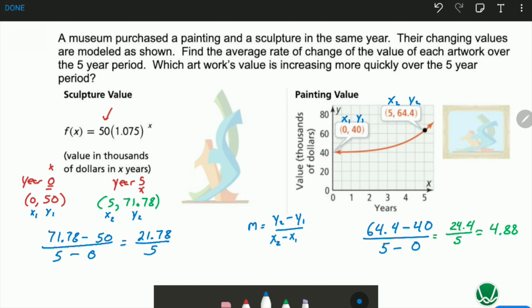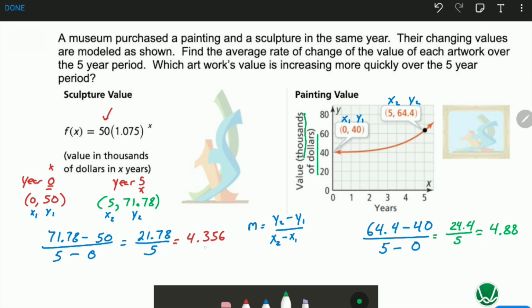You can already see that the other one is a bigger number on top with the same number on the bottom, so we should expect a smaller number than 4.88. So 21.78 divided by 5. And as expected, it comes out to be 4.356.